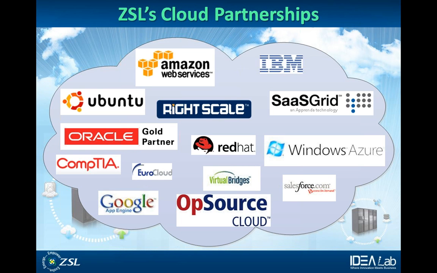Just to give a quick roundup of some of the partnerships, ZSL is already working in the cloud with some providers. Amazon Web Services and IBM's SmartCloud are some of the bigger cloud partners and vendors that we've been working with. We've also worked for a long time with Ubuntu for their private cloud based on Linux.